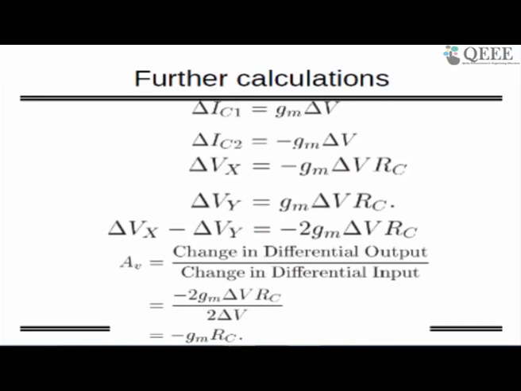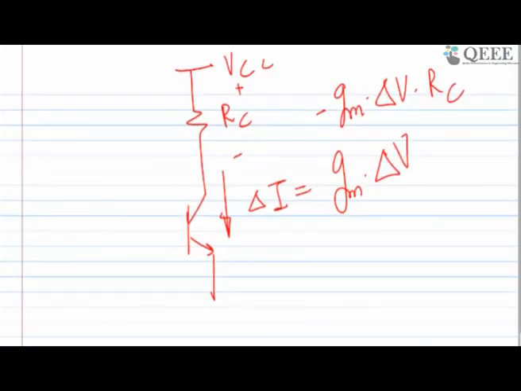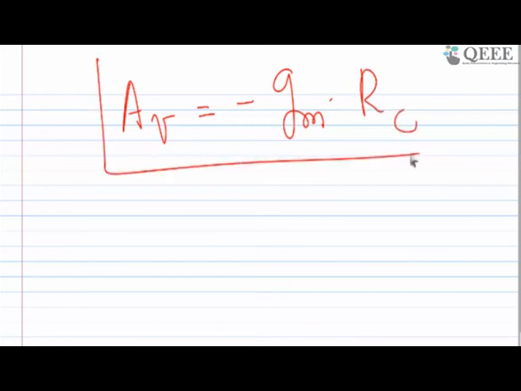So it's minus GM times delta V times RC, and delta Vy is equal to GM times delta V times RC. It's the opposite polarity of what we got for Vx. If you take the subtraction of both sides, you will get minus 2 GM times delta V times RC, and if you find the gain at the end, you should see minus GM times RC. This is the crux of the story: your voltage gain is equal to minus GM times RC, with the input being double now.